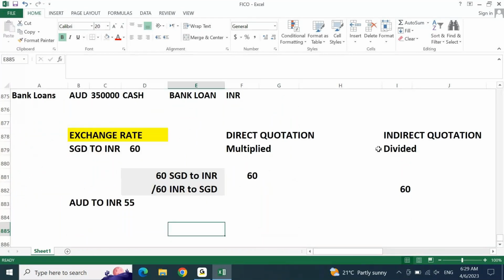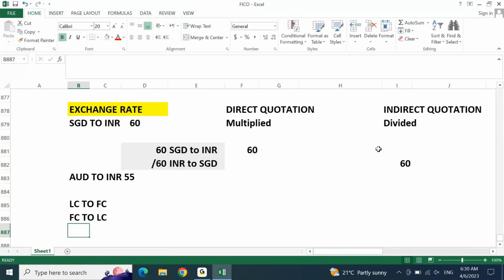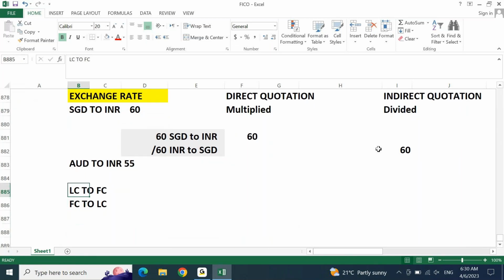If you get confused between direct and indirect, remember these two: LC to FC or FC to LC. Foreign currency to local currency, or local currency to foreign currency. Based on your company code, you have to decide what your local currency is. For our company code, in our example, the local currency is INR. If you are converting from INR to any other currency, you have to do 1 divided by the exchange rate, multiplied by your value.